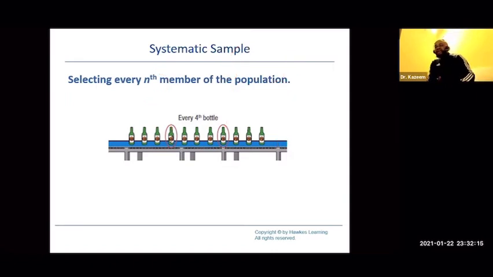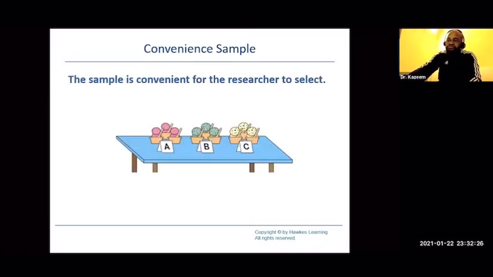And the idea behind the systematic sample is that it's going to cut across the whole population, and it's going to be more representative than simple random sample.